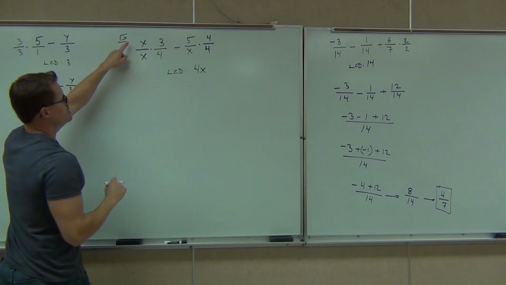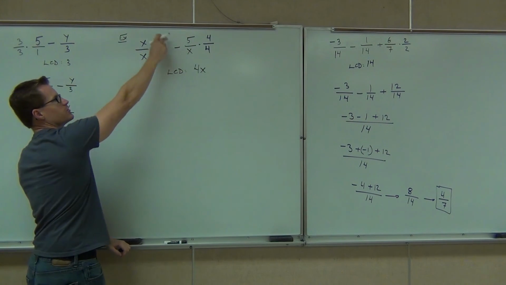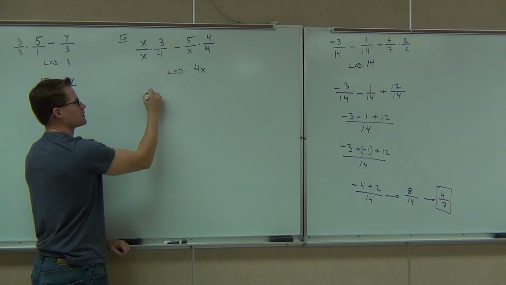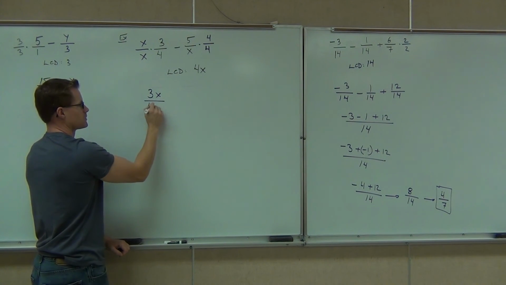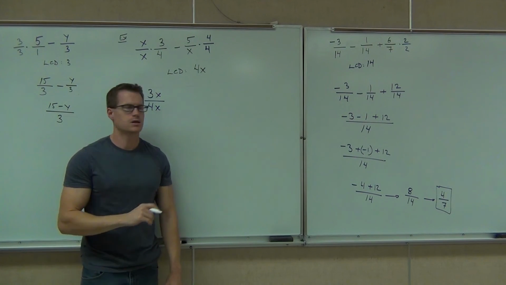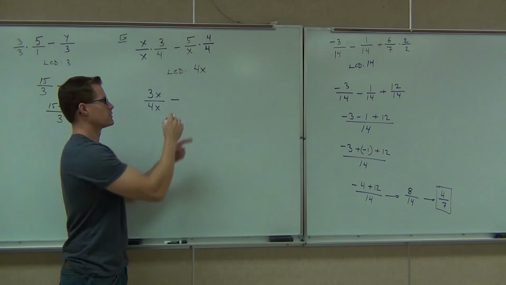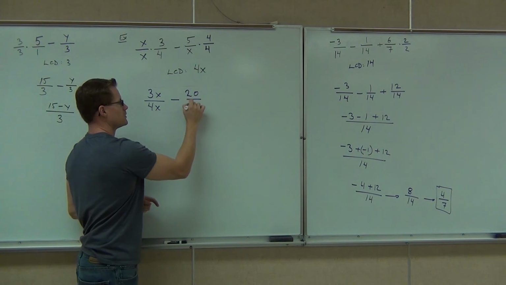Let's see what this is. This x over x times 3/4, how much is that going to give me? 3x over 4x. Good. You sticking with it? Okay. We still have a minus sign. How much is this fraction going to give me? 20 over 4x. Good.